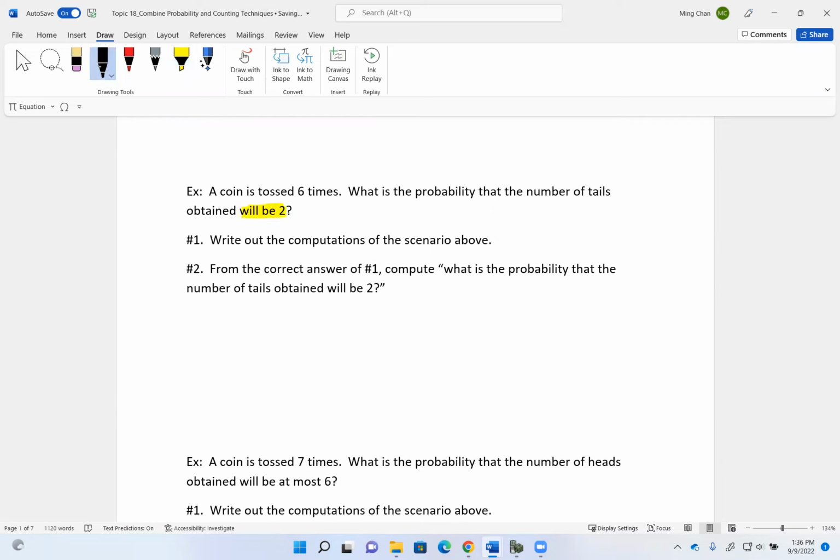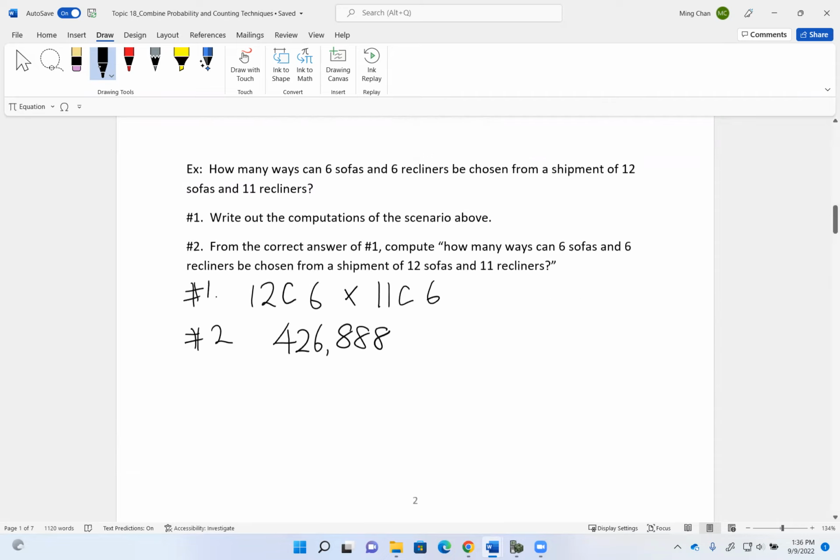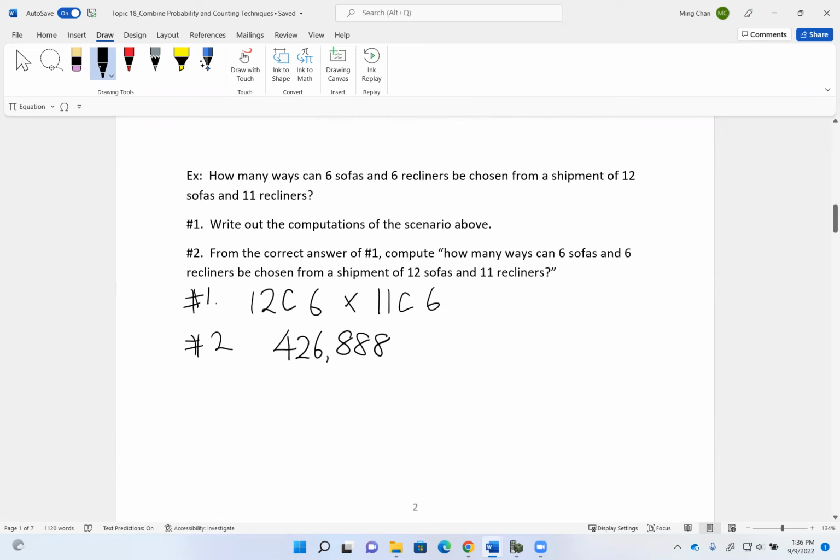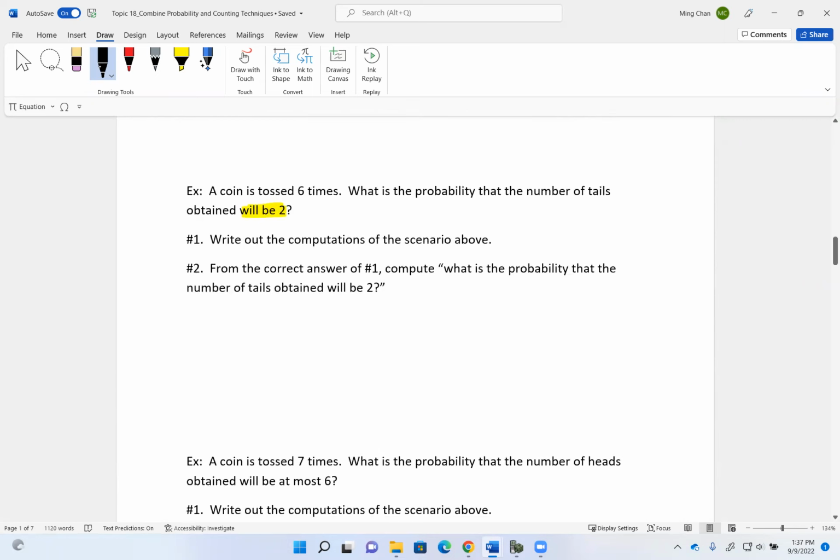So I've been saying these wordings quite a bit. Okay, at least, less than, no more than, at most, because these are the wordings that will keep on reoccurring throughout this course. Will be 2, another way of saying it is exactly 2. Okay, just like this one. 6 sofas, 6 recliners. So that's exactly 6 sofas, that's exactly 6 recliners. So this is a probability question, right? So that means I have a denominator.